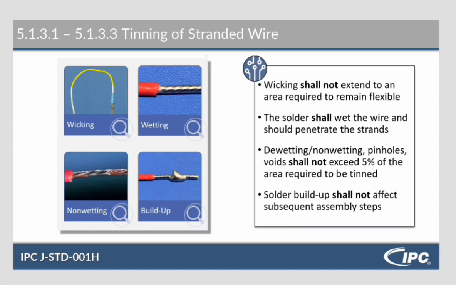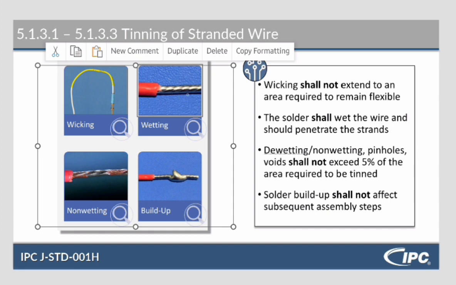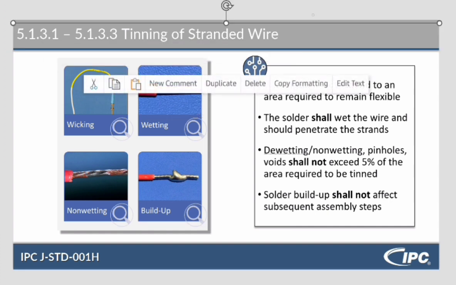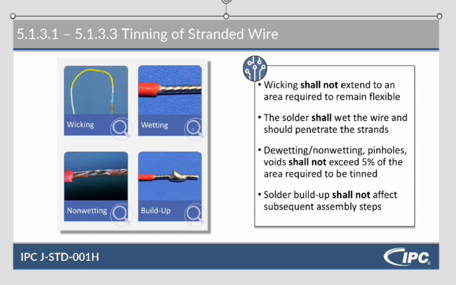This picture right here shows us what a good, nice wetted wire is. So this is a wetted wire. You'll see that the solder is nice and shiny, but you can still see the individual strands. This is a properly tinned wire.